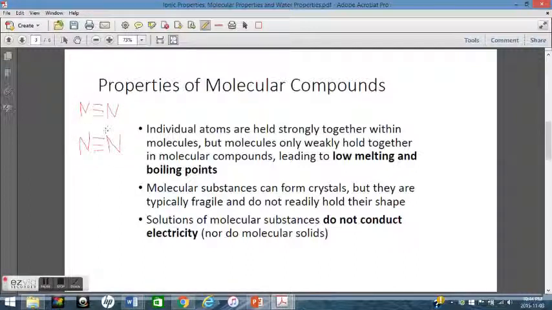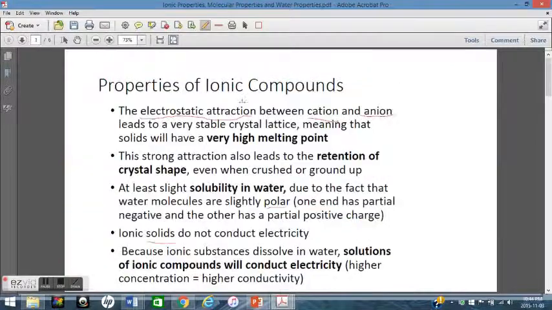However, this atom here and this atom here couldn't really care less about each other. They are not going to be well attracted to each other, and that's true of all molecular compounds. This means that most molecular compounds will have at least relatively low melting and boiling points. Okay. Now, molecular substances can form crystals, but they're typically fragile and they don't hold their shape. Solutions of molecular compounds do not conduct electricity, and nor do molecular solids for that matter.